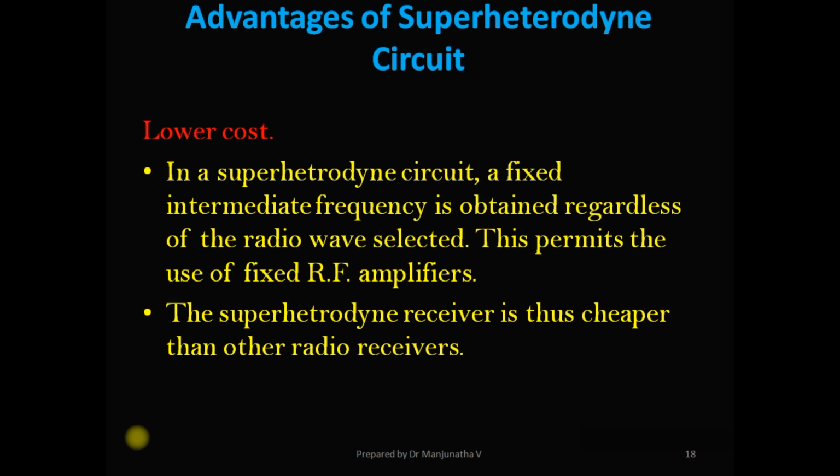And the super heterodyne circuit is much cheaper than any other circuit, because in the super heterodyne circuit the fixed intermediate frequency is obtained regardless of the radio wave selected. This permits the use of fixed RF amplifiers.